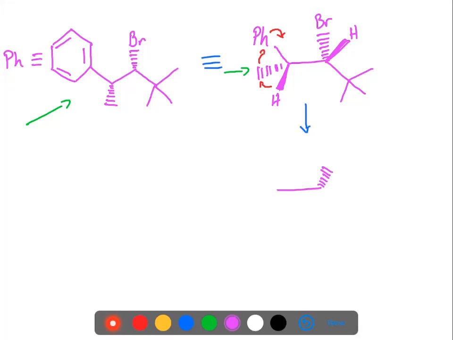We're going to keep everything on the right-hand side all the same. So we have our bromine, we have our hydrogen, and our t-butyl group. And then what is new after our rotation is that the hydrogen will be in the plane. Our methyl group will be behind the plane, but above, on the top side of that carbon-carbon single bond. And the phenyl ring is now facing towards us.